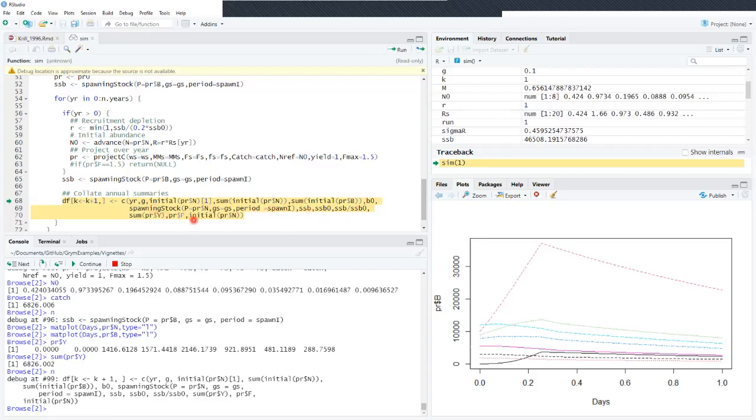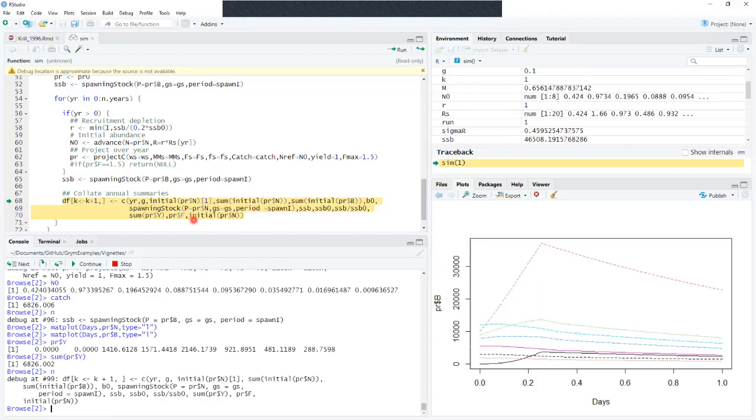And slightly oddly, we return the abundances at the start of the year. This is just to be consistent with the generalized yield model. It probably makes a little bit more sense if we return the abundances at the end of the year, but we're just trying to be consistent here.